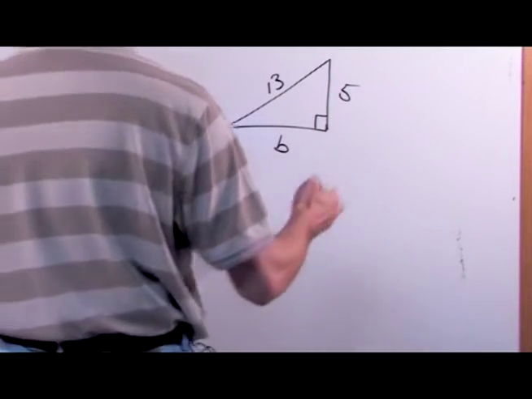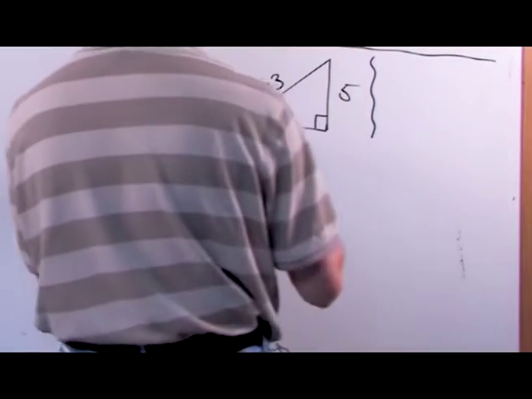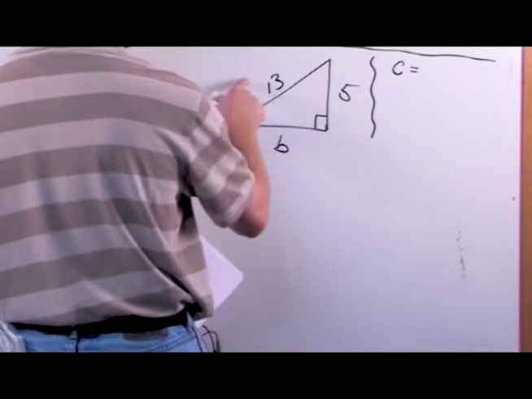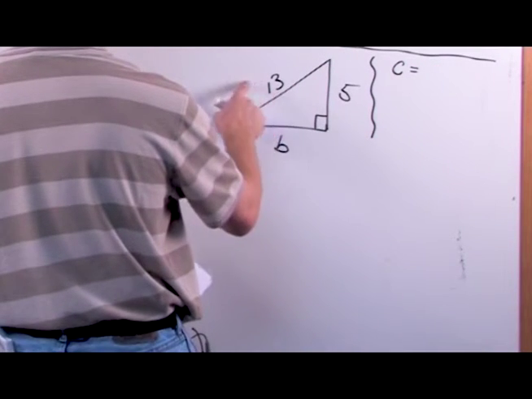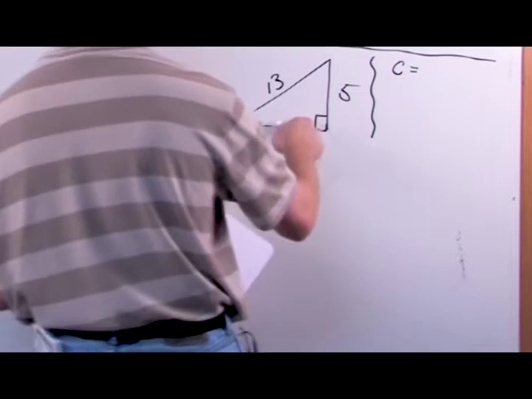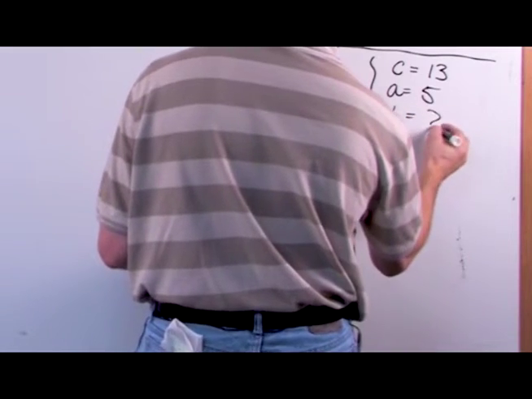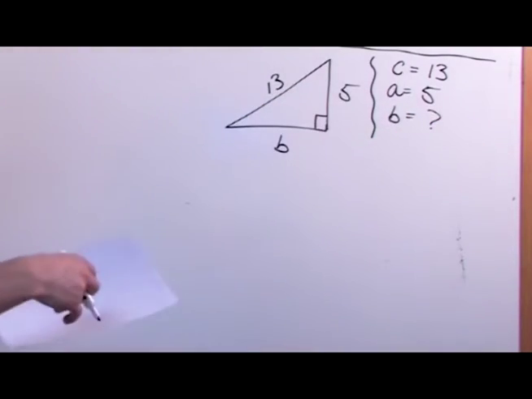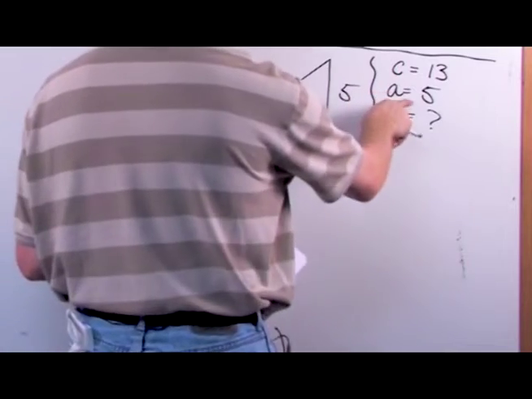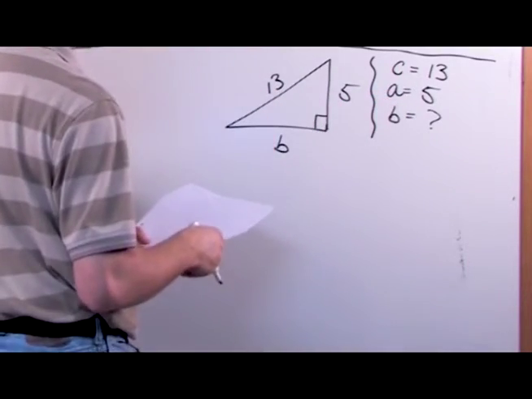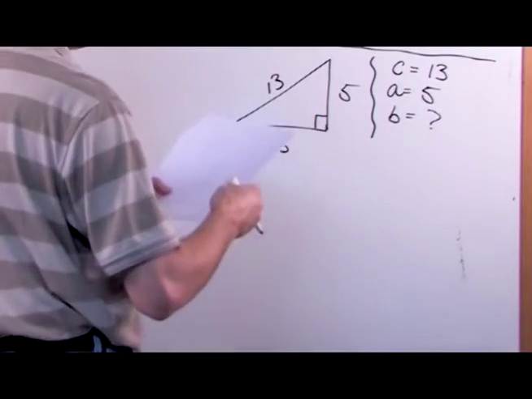Okay, so in this problem, I'm just going to write something down to make it clear. C, which is the hypotenuse right here, C is always the hypotenuse. The length of the side opposite of this right angle is 13. A is equal to 5, and B is equal to the question mark. That's what we want to find out. But A is equal to 5, which is one of the legs of this right triangle.